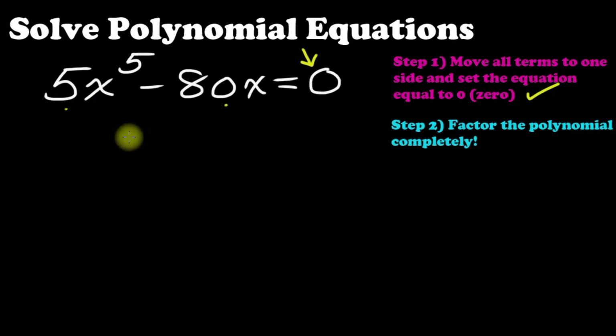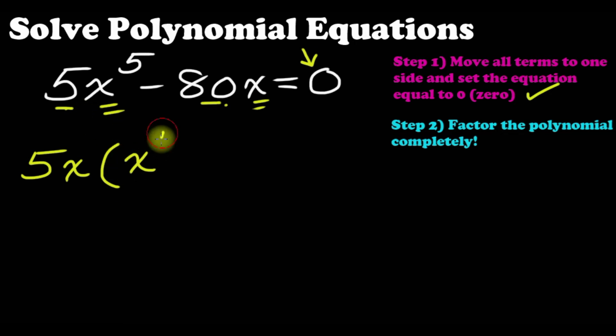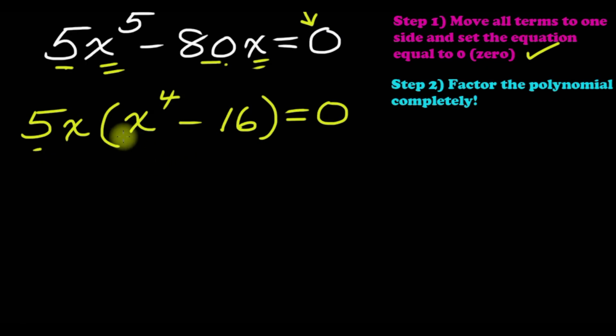Okay, so first thing we have to do is look for the greatest common factor. 5 and 80. Okay, so 5. And then between x to the 5th and x, you can pull out an x. So 5x is your greatest common factor. And then you're left with x to the 4th, take away, 5 goes into 80 16 times, and then equals 0. Okay, so here you have x to the 4th, take away 16.